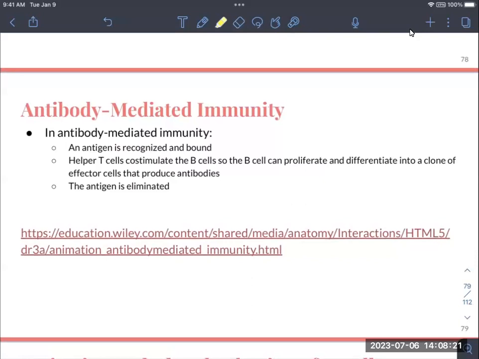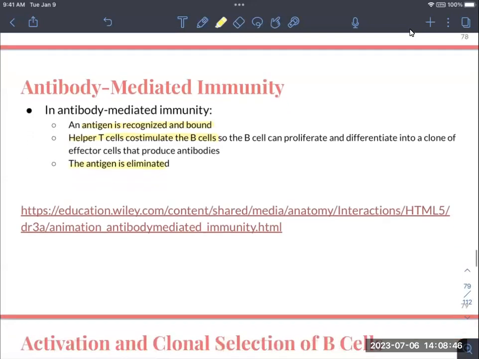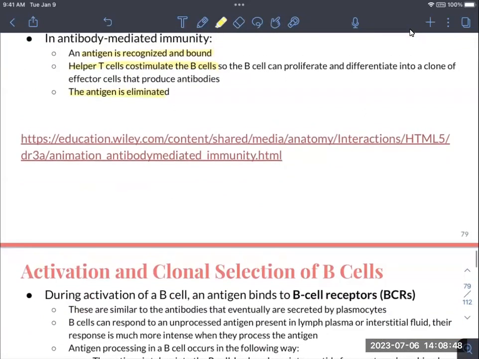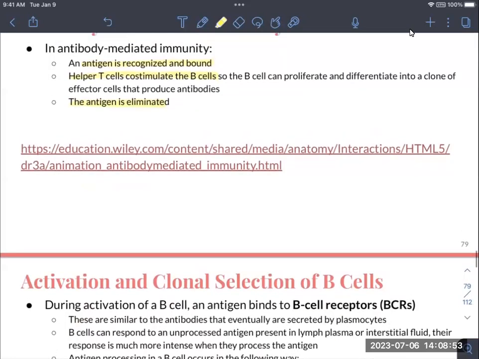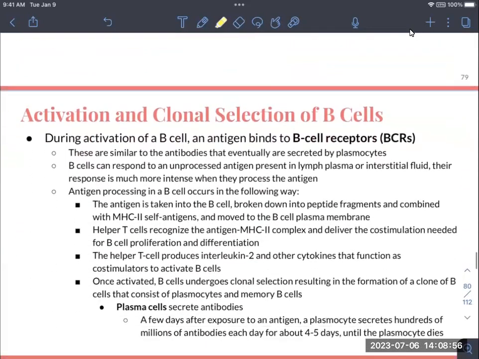So in antibody-mediated immunity, an antigen gets recognized and bound. These helper T cells co-stimulate those B cells. Those B cells and T cells proliferate and differentiate. They clone themselves, and they're able to eliminate the antigen, and essentially that is what causes antibody-mediated immunity to come in and work.